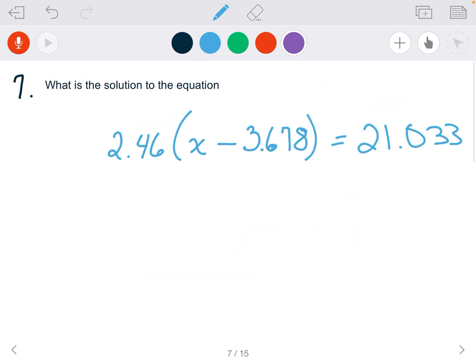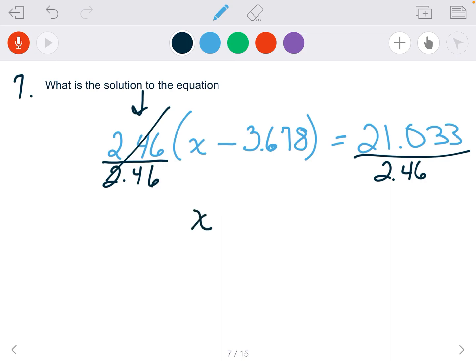So number 7, same thing, very similar to your problem. Write a solution to the equation. Again, on this problem, I'm going to recommend that you do the division first. You undo times 2.46 to both sides. And your problem is like a 1.26, so you're going to divide by whatever that number is out front here. I did that because those cancel out, and I'm left with 3.678 thousandths.